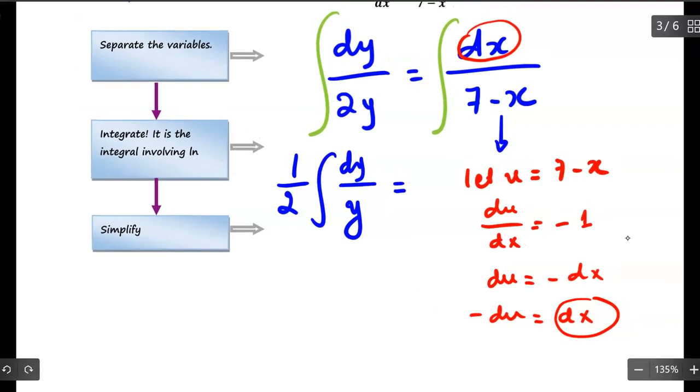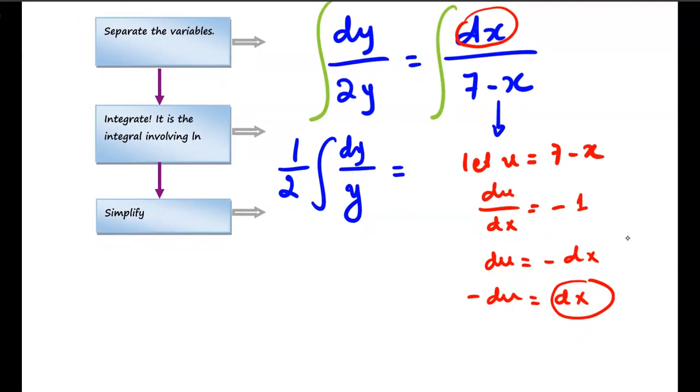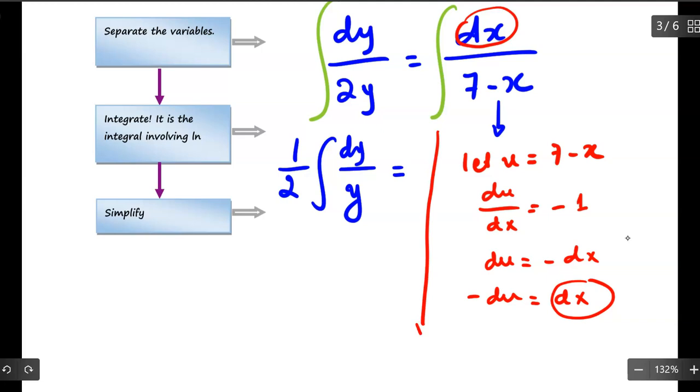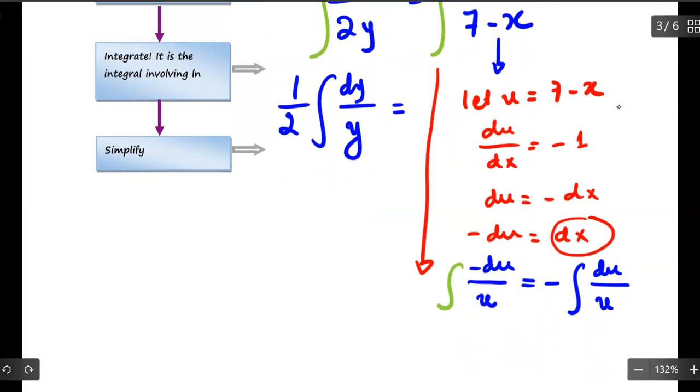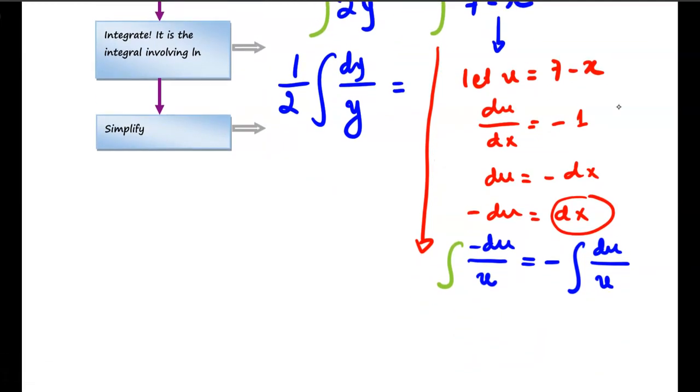So I'm going to replace the dx with the negative du. Here, I will replace it by this integral of 1 over u, because you already replaced the denominator by u, and this will become your negative du. Then you can bring this negative across the integral sign. You will have du over u. So what is your du over u? It is ln of u.